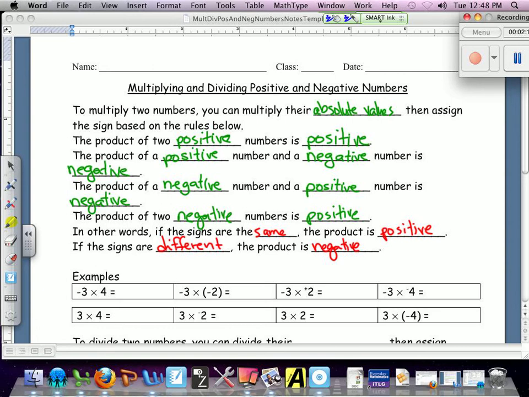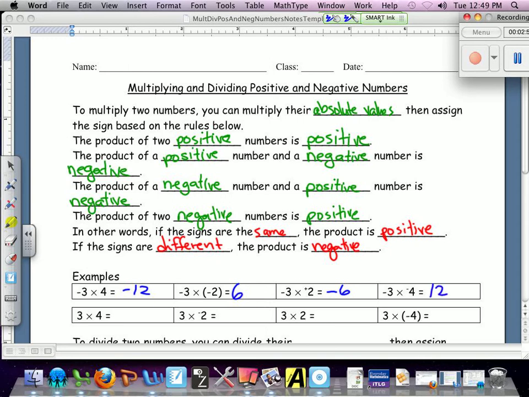So in super speedy mode, let's do these examples. Who can tell me what negative 3 times 4 would equal? Negative 12. Who can tell me what negative 3 times negative 2 would be? 6. How about negative 3 times positive 2? You've got to watch out for those little raised signs. Make sure you can read them clearly. This time negative 3 times positive 2. Negative 6. What about negative 3 times negative 4?